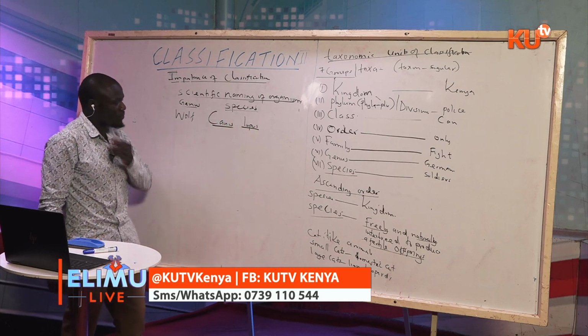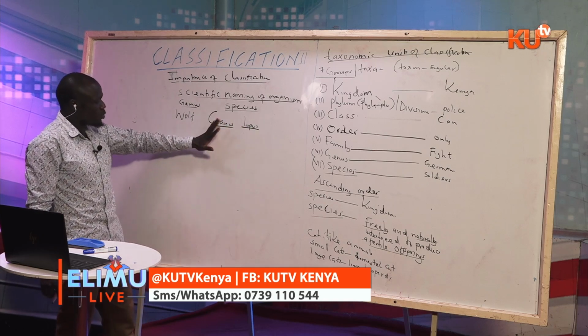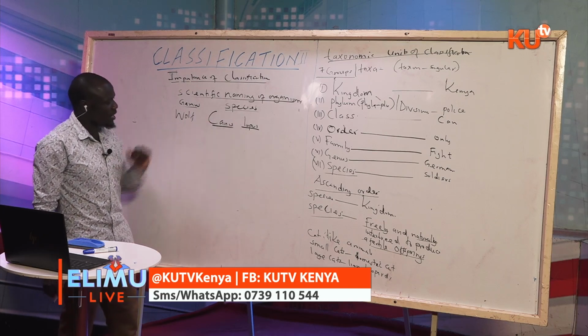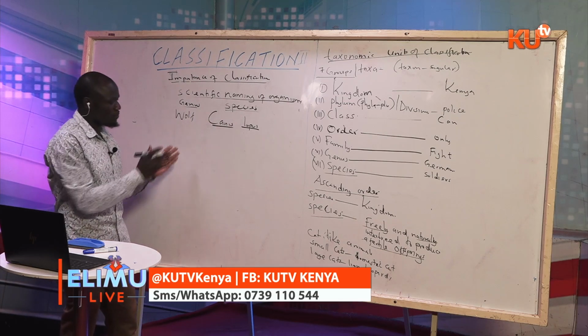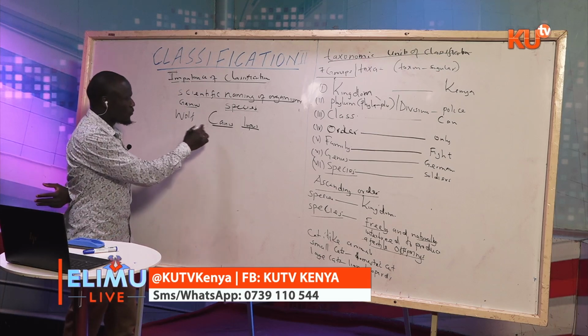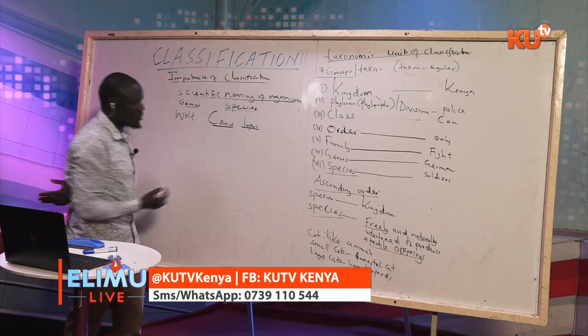The next thing that we should obey while writing this scientific name is that when you write the two names, of course, it is the genus name followed by the species name.